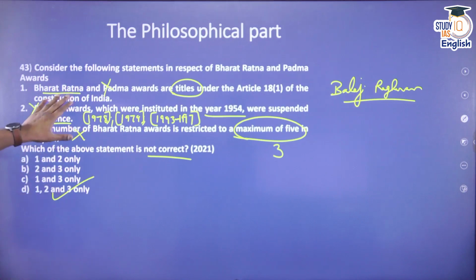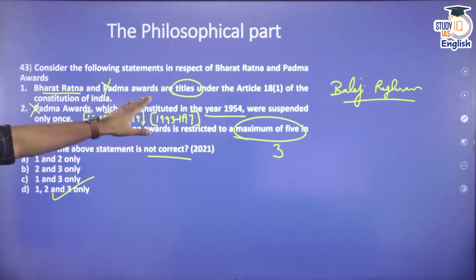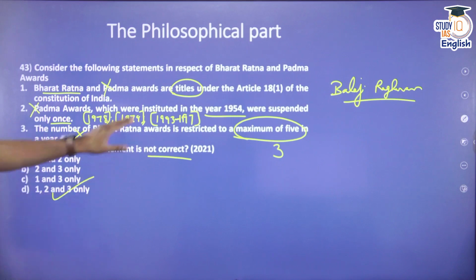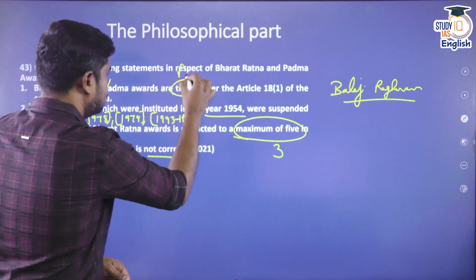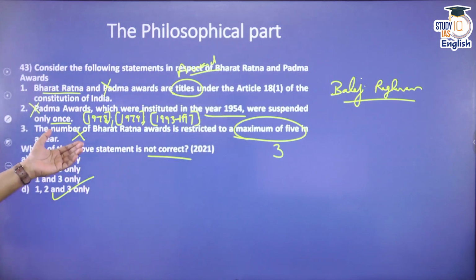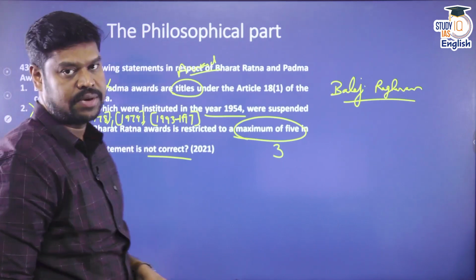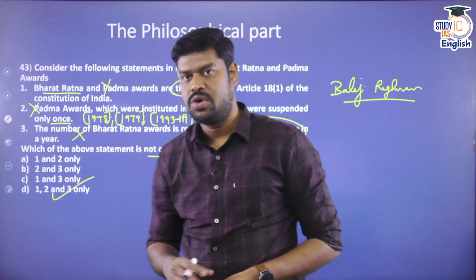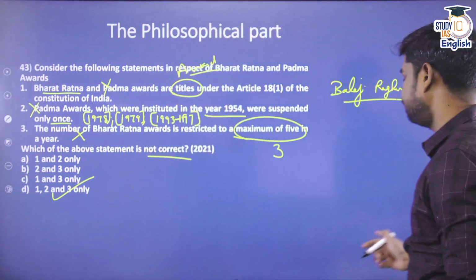Let me just check it once again. Bharat Ratna and Padma awards are titles under Article 18 clause 1. So, they are not titles, they are merely awards. So, this particular statement is wrong. And statement 2, they have been suspended thrice. So, once is definitely wrong. The number of Bharat Ratna awards is restricted to a maximum of 5. No, it is restricted to a maximum of 3 as per the present rule. So, that is also wrong. So, the answer would be option D.